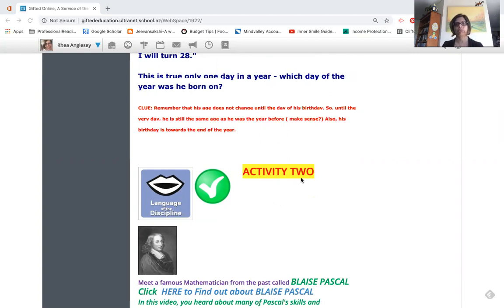Activity 2, language of the discipline. So we are looking at a new area of learning in mathematics, and we're going to learn some new words linked to that area of maths. That is why we've got Kaplan's language of the discipline, which means new words related to mathematics.